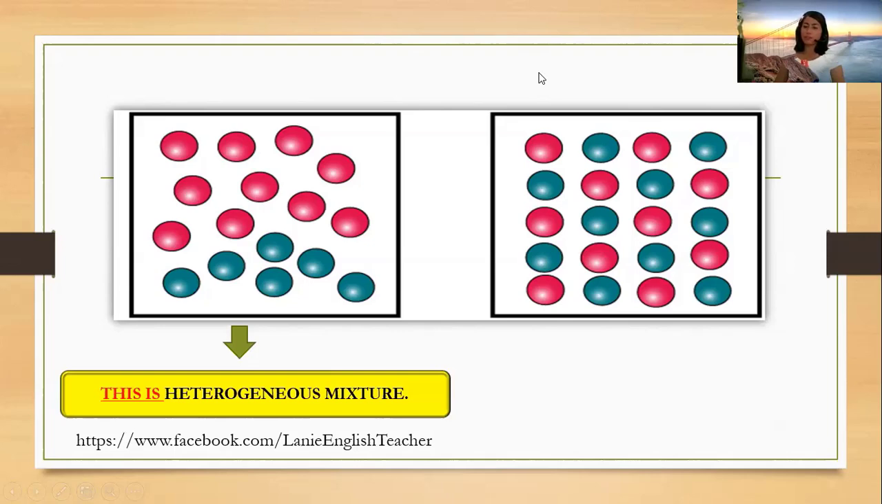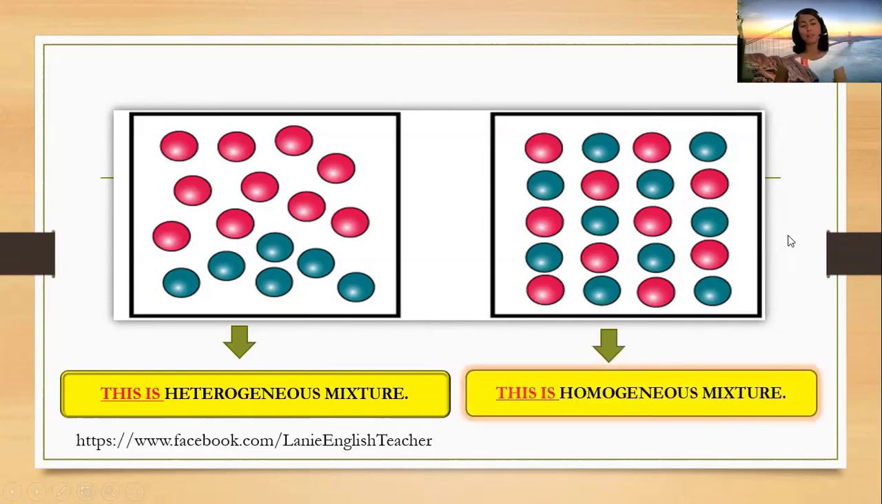Now let us see the illustration on your right. Now, definitely, this is a homogeneous mixture. As you can see, the two substances here represented by red and blue color, they are evenly distributed from the beginning, from the top, up to the bottom. So there is an equal distribution of substances.